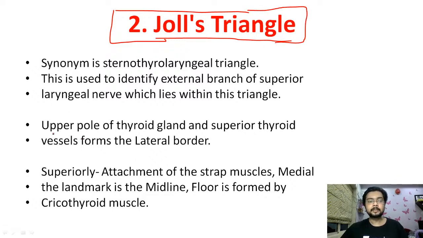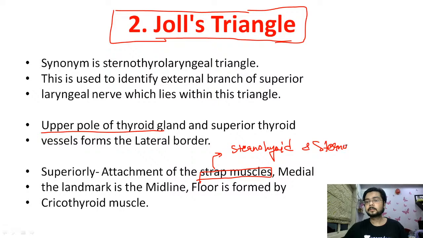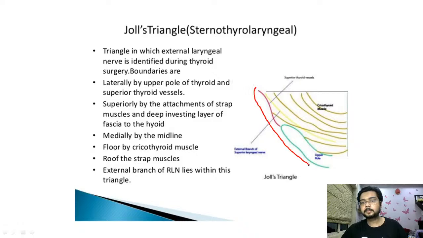So Joll's triangle is at the upper pole of the thyroid, and again like a triangle it has several boundaries. So superiorly, if you see, will be the strap muscles. Strap muscles mean sternohyoid and sternothyroid. So these strap muscles will be above, okay. Floor below will be the cricothyroid muscle. The lateral boundary means laterally will be the upper pole of the thyroid and the superior thyroid artery.